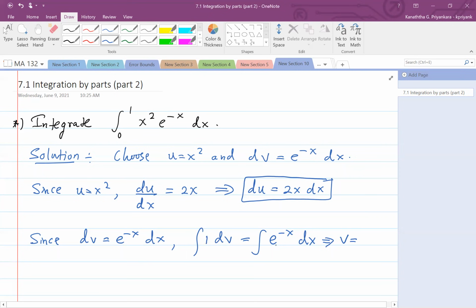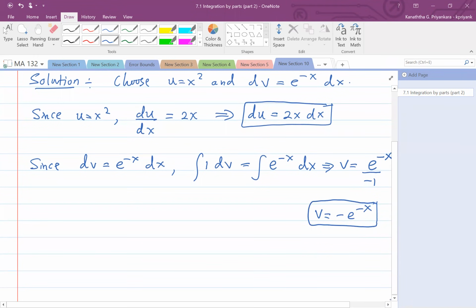We know that the antiderivative of e to the power something gives the same thing. In this case, we have e to the power negative x, and then we take the derivative of negative x, which is -1, so we divide by -1. Then we get v equals negative e to the power negative x. So that's how we apply this directly. If you are not still familiar with this, you can do your substitution and get your answer.